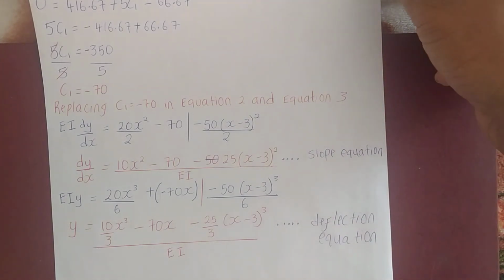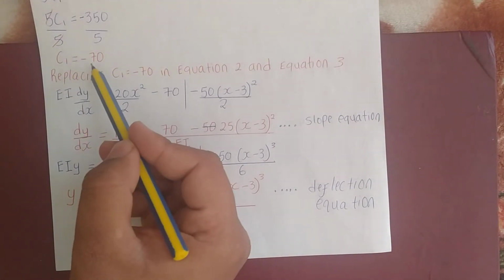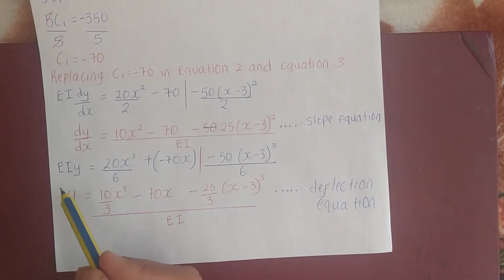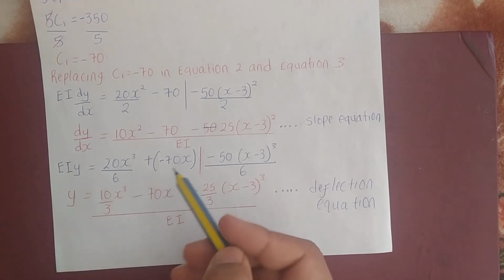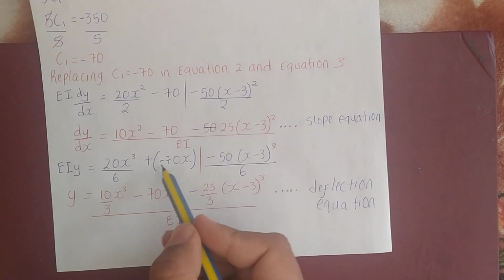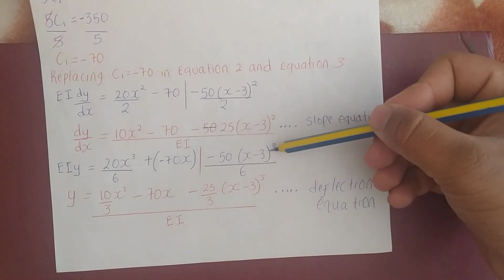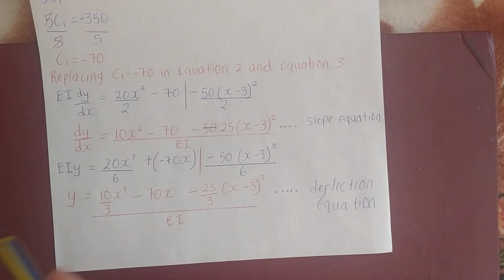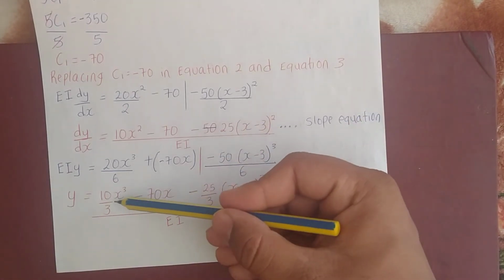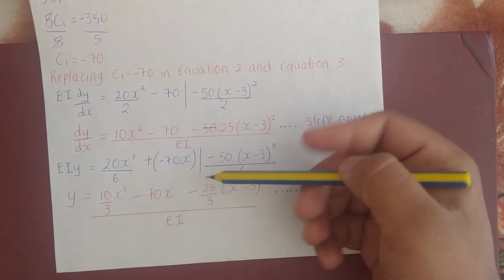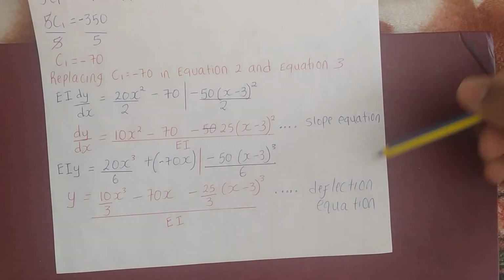So let's go and find our deflection equation. So I'll replace the value of c1, which is negative 70, in equation 3. So you can see that EI y is equal to 20x cubed all over 6 plus, in brackets, minus 70x. So this will turn to be negative, minus 50 into x minus 3 cubed all over 6. So when I divide all over by EI, I'll get my deflection, which is y is equal to 10 over 3 x cubed minus 70x minus 25 over 3 into x minus 3 cubed all over EI. So this is our deflection equation.